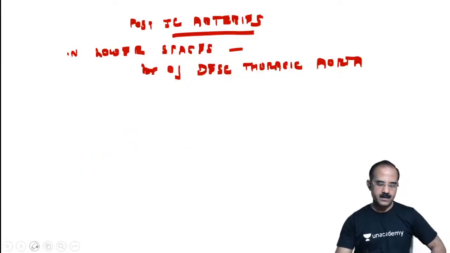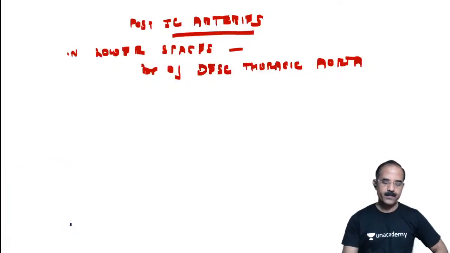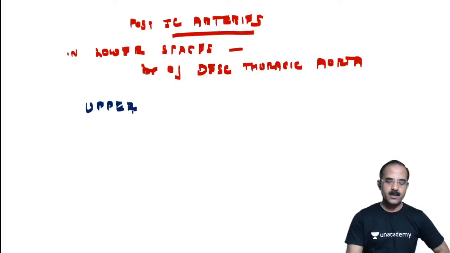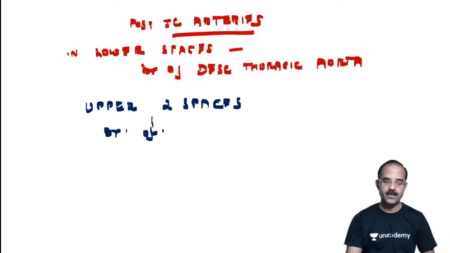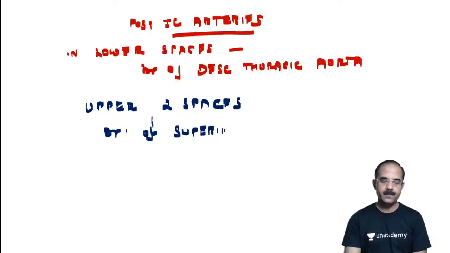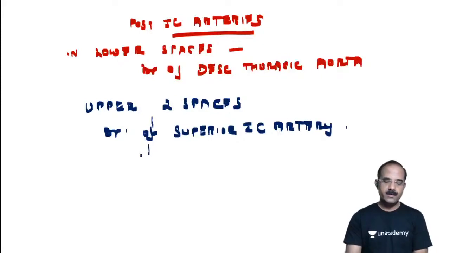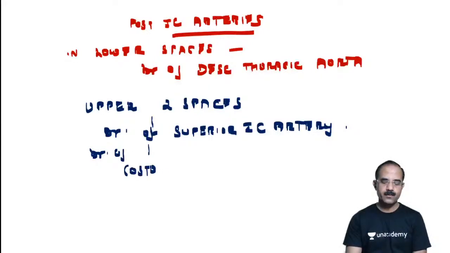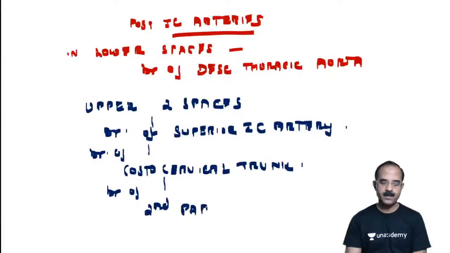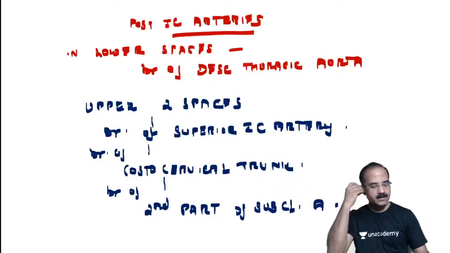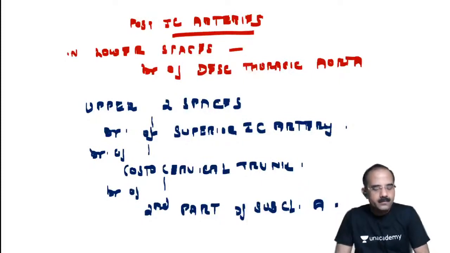In the upper two spaces, these are branches of the superior intercostal artery, which is a branch of the costocervical trunk, which is a branch of the second part of the subclavian artery. Understanding this? Clear to all of you?